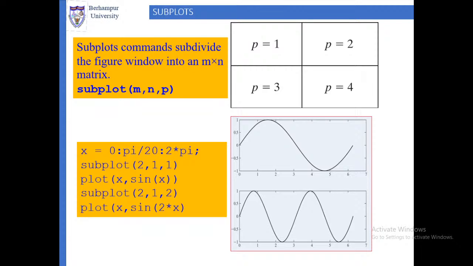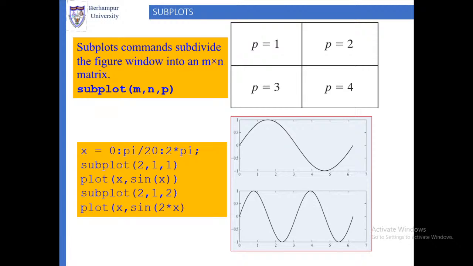Now you can have subplots also. Within one plot you can have more than one plot. Within a main plot there can be many subplots. So the subplot command subdivides the figure window within one figure. It divides it into an m cross n matrix. M cross n matrix means m number of rows, n number of columns.